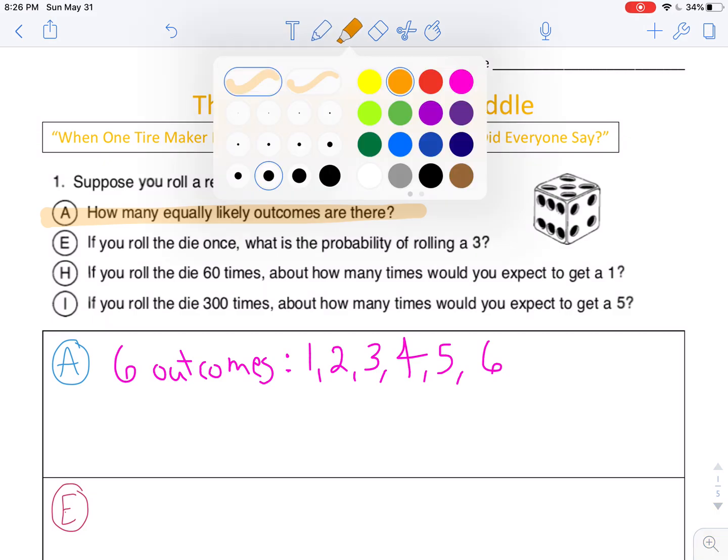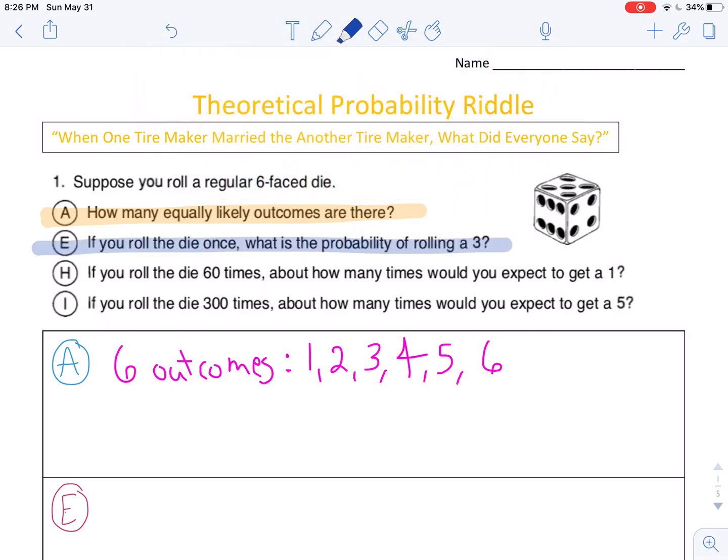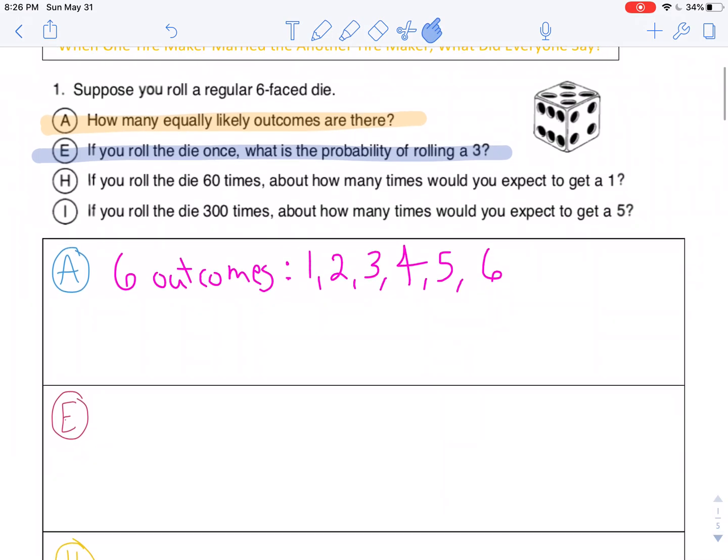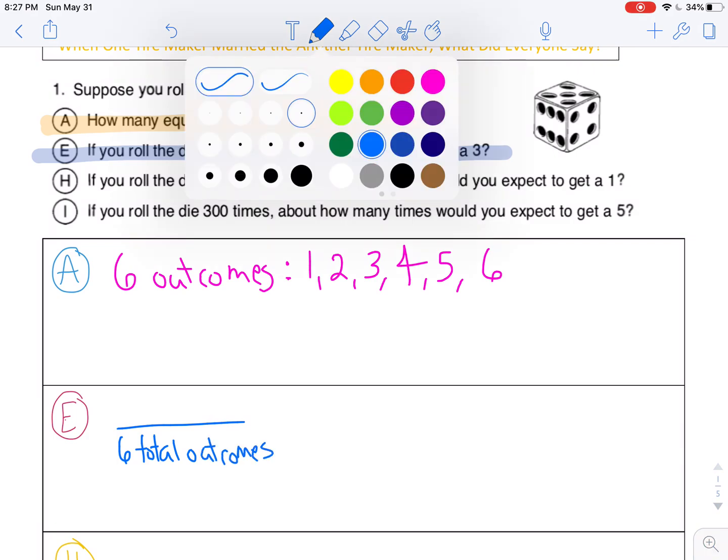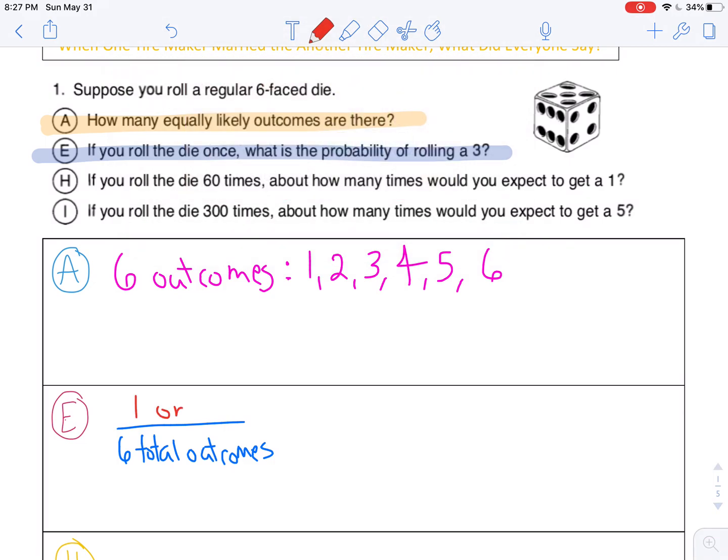Okay. The next question is one we've done before. If you roll the die once, what is the probability of rolling a 3? Well, looking at the outcomes that we just wrote down, how many 3s are on a die? Just 1. 1 out of 6 total outcomes. So I'm going to write in the E box 6 total outcomes. And how many 3s are on there? Just 1. And on this entire assignment, you're going to have to make sure that if it's a probability, you write it as a fraction.